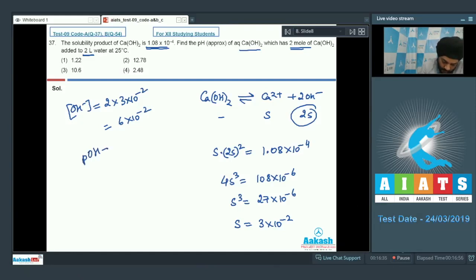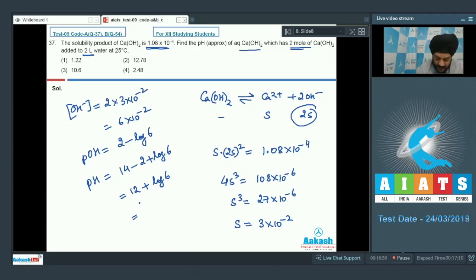If we talk about the pOH value, it is equal to 2 minus log 6. And the pH is going to be equal to 14 minus 2 plus log 6, which is 12 plus log 6, which on simplification gives us a value of 12.78. So students, for this question, we have to select the correct option as option 2. Let us look at the next question.